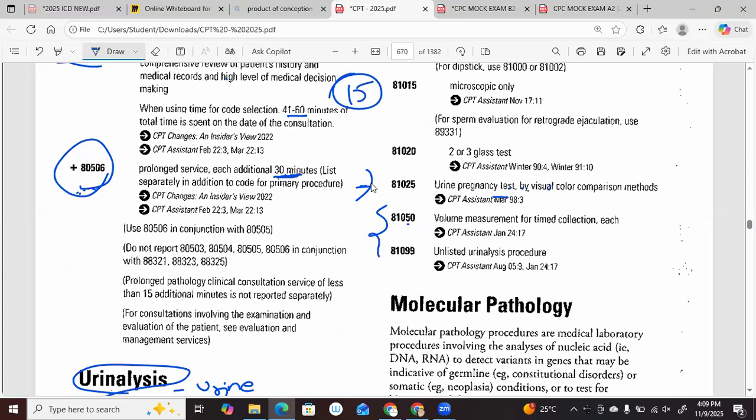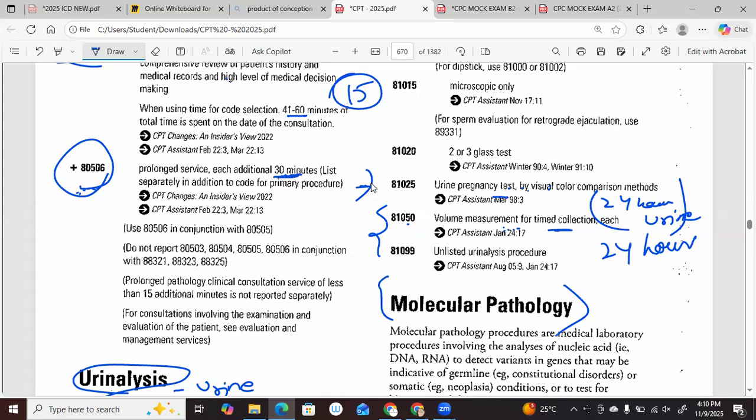So next we have 81050, which is volume measurement for the timed collection. And the time we have to follow here is 24 hours. So in this test, the doctor is checking the amount of urine produced over the period of 24 hours. So in the volume measurement, we are checking how much urine has been produced in 24 hours. That is also called a 24-hour urine test.